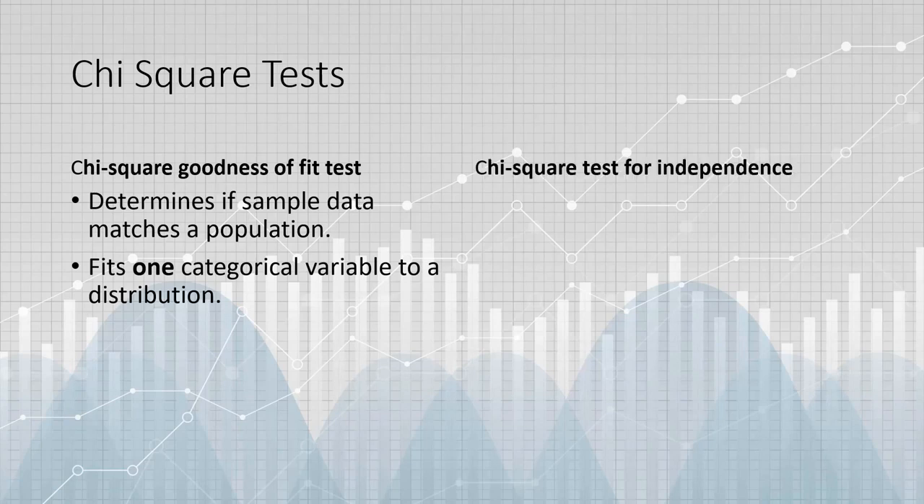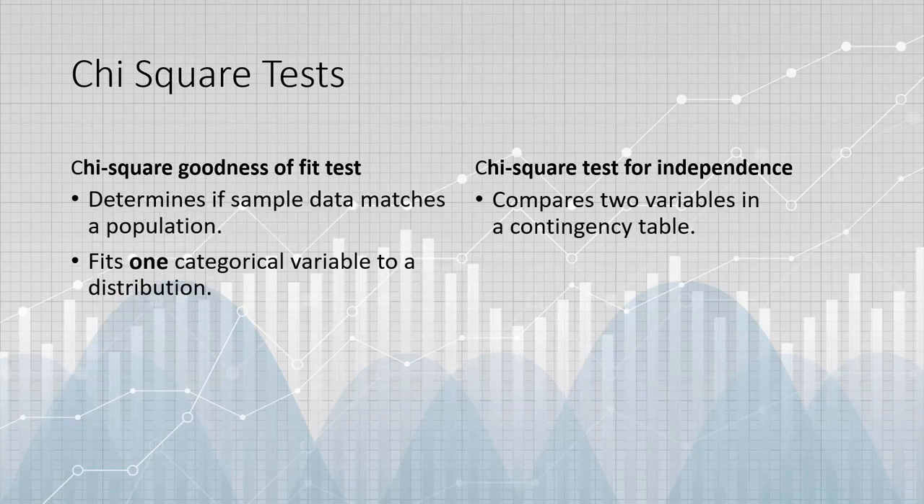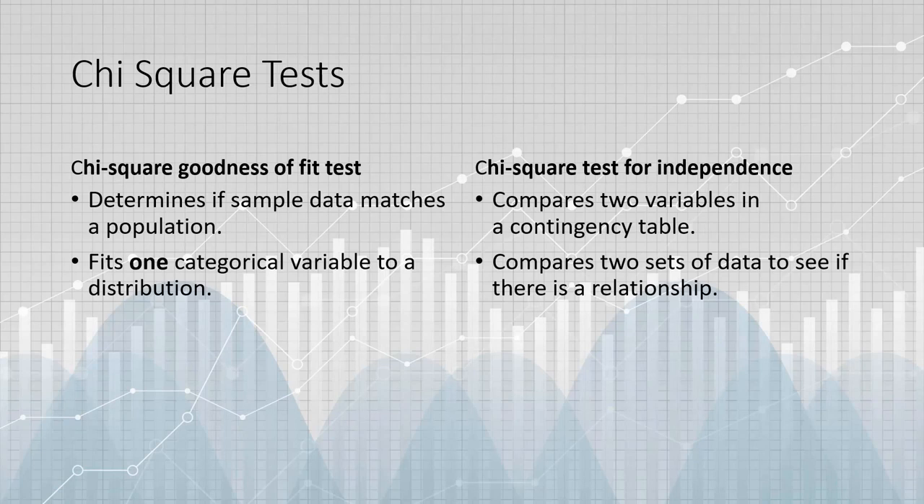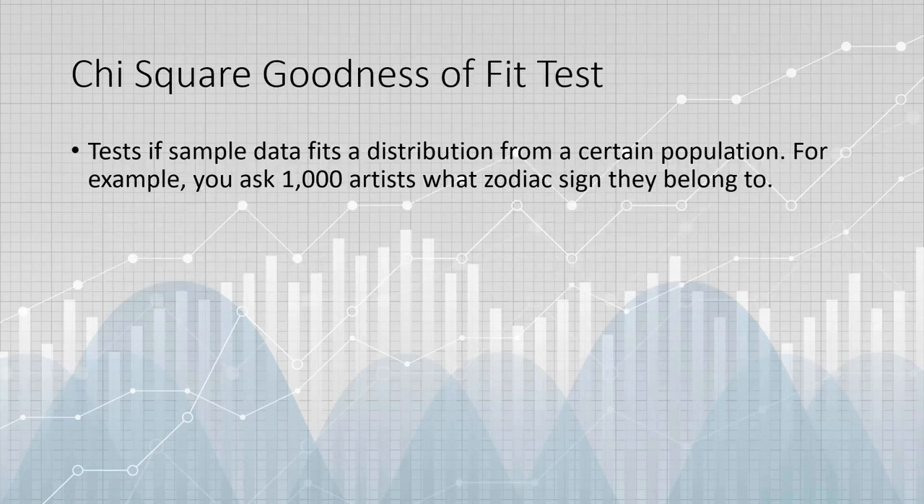A chi-square test for independence compares two variables in a contingency table to see if they are related. In a more general sense, it tests to see whether distributions of categorical variables differ from each other, or if they are possibly related. The goodness of fit test is used to test if sample data fits a distribution from a certain population. In other words, it tells you if your sample data represents the data you would expect to find in the actual population.